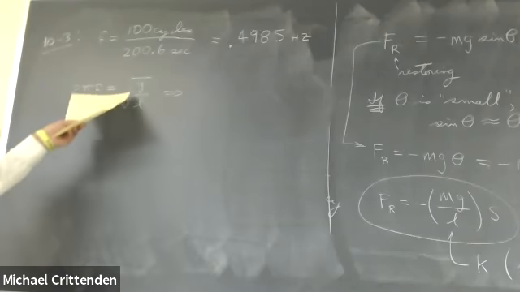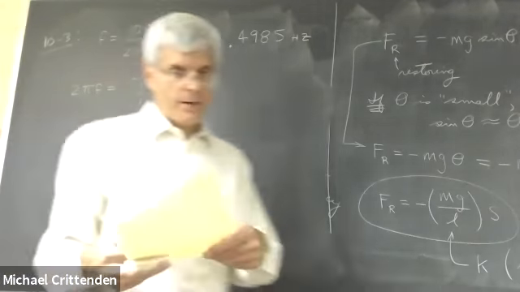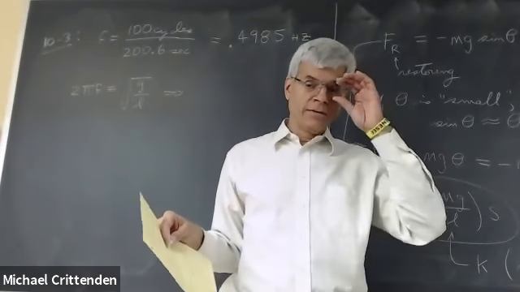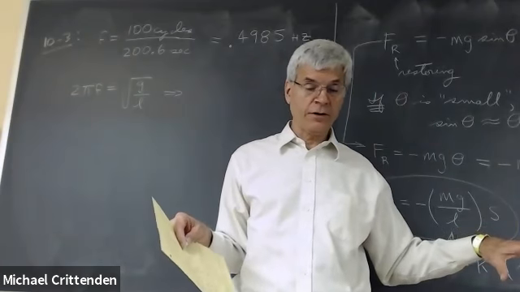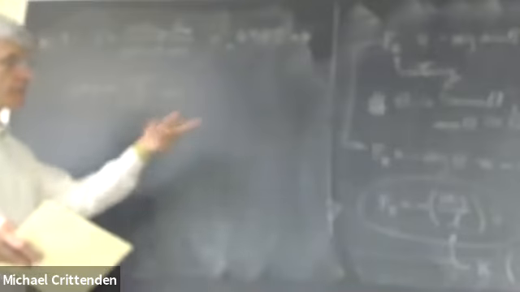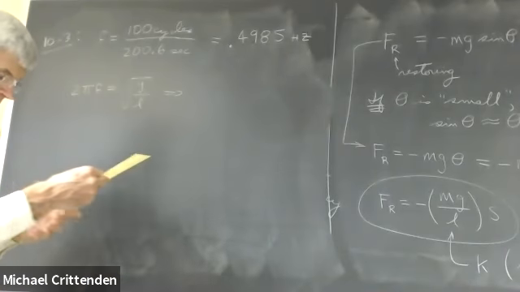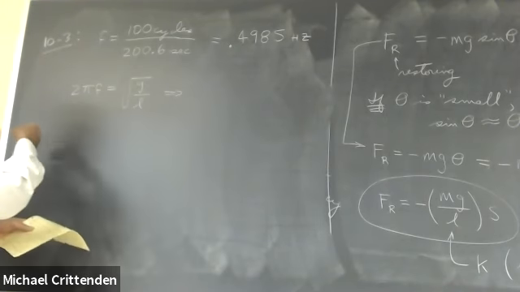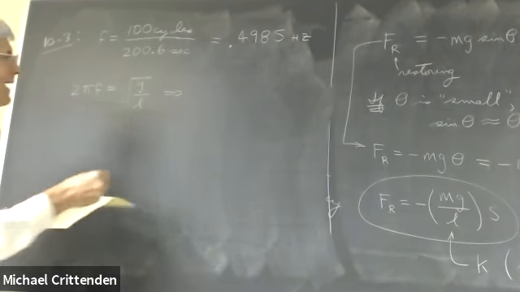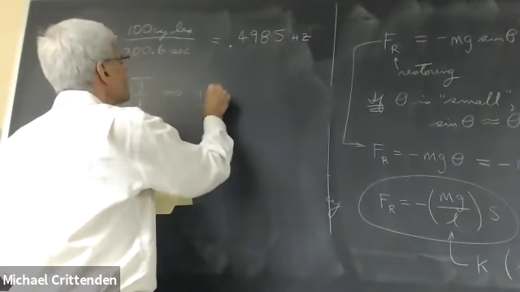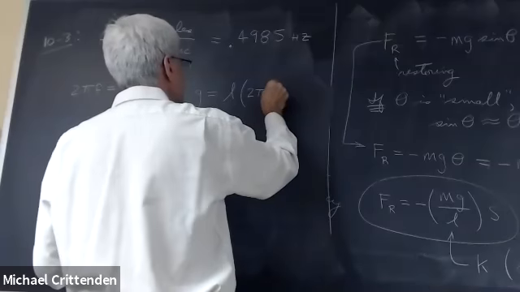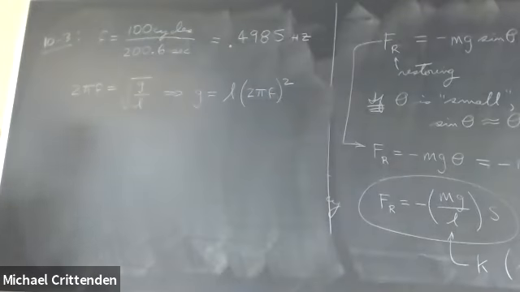The question asks for g, because the local value of g varies a little bit from one place to another, even on the surface of the Earth. So in the particular place where this experiment was done, what is the local value of g? So you square both sides and then you multiply both sides by L. And that's what we're going to want to drop our numbers into.